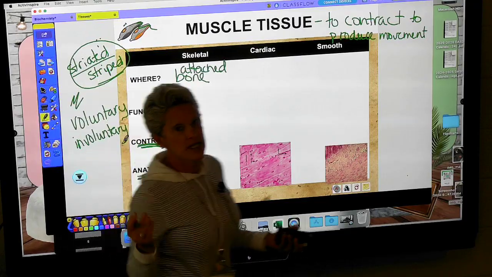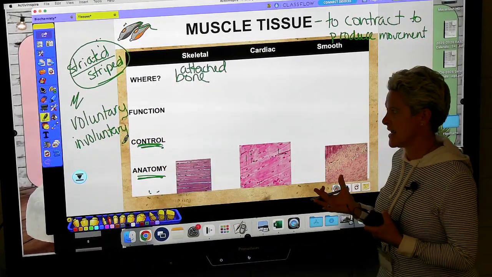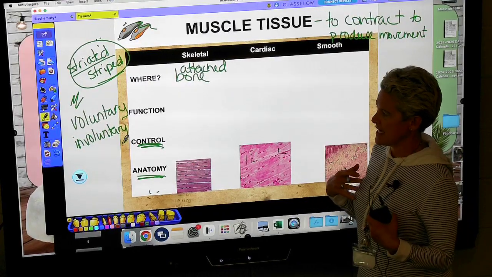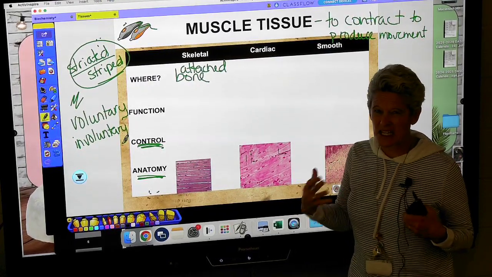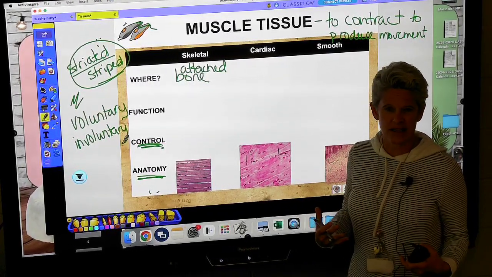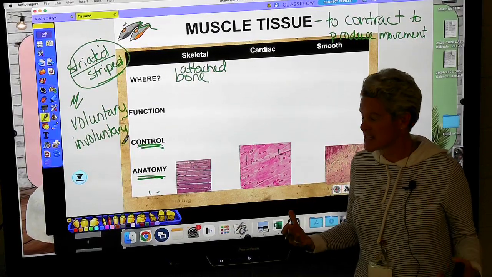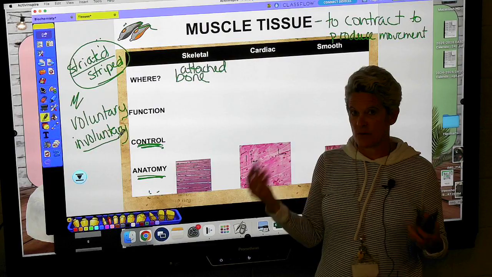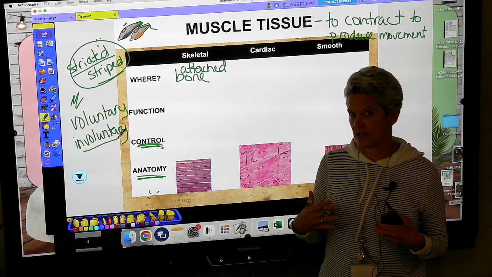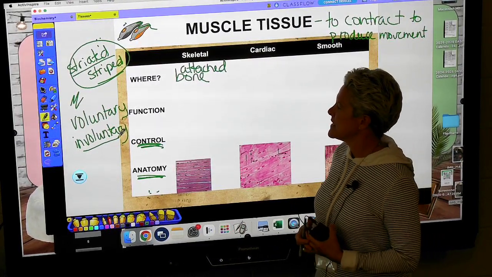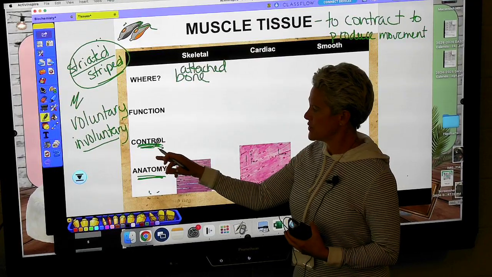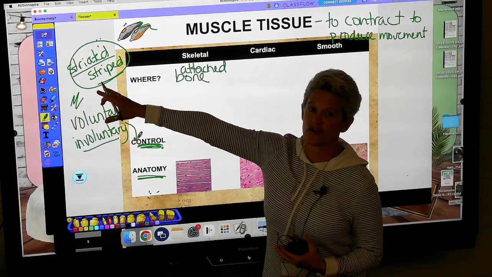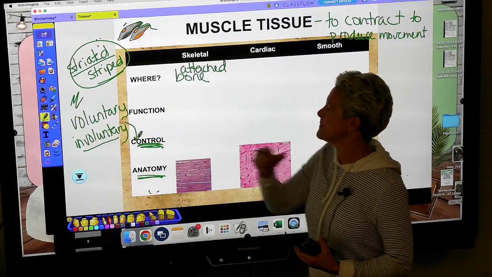So the difference between these two words is that if it's involuntary, that means that we don't have to think about it to get it to work. So it is basically automatically controlled, no thought process involved, all right, unconsciously controlled if you want to think about that for involuntary. And voluntary would be the opposite. We have to think about it in order to do it, okay? All right, so those are the terms that we're going to use for control. It's voluntary or involuntary. And the anatomy, we're going to say whether they're striped or not. And I'm going to show you those pictures.